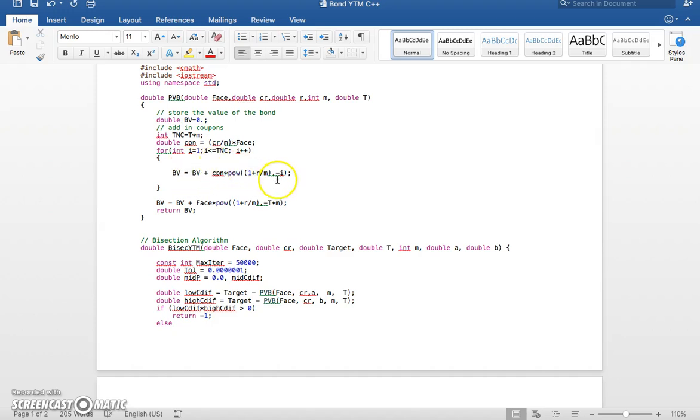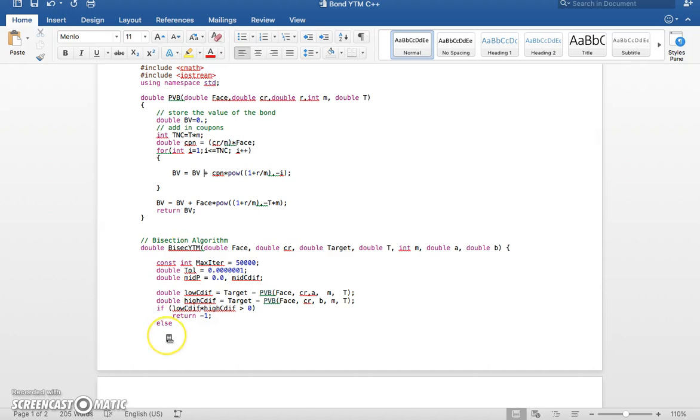Once we've discounted the coupons, we then take the present value of the coupons, put them into a bucket, and then add on the discounted face value of the bond for the maturity involved, and then we return BV. So this BV represents a bucket that incorporates the discounted coupons and the discounted face. So that function is there.